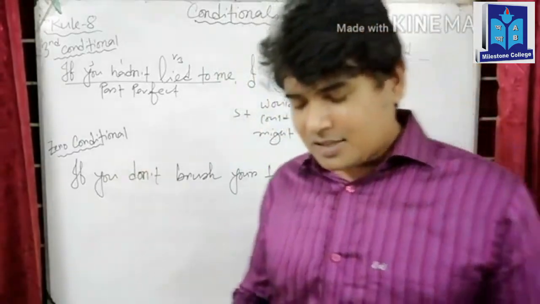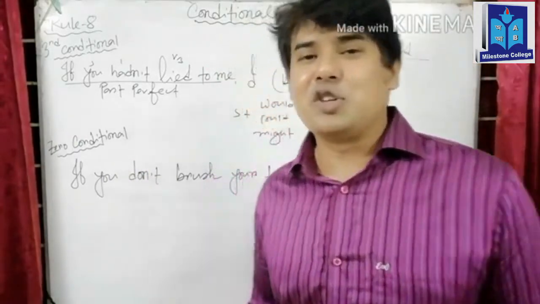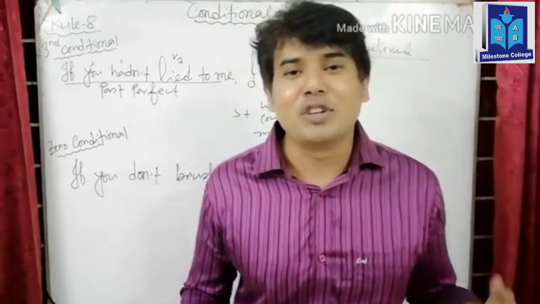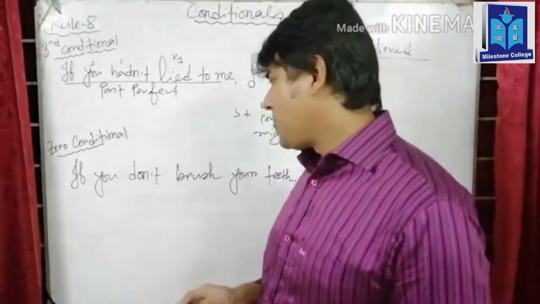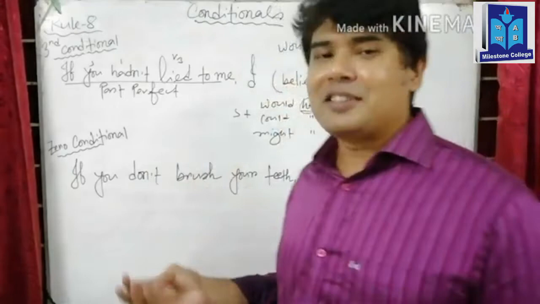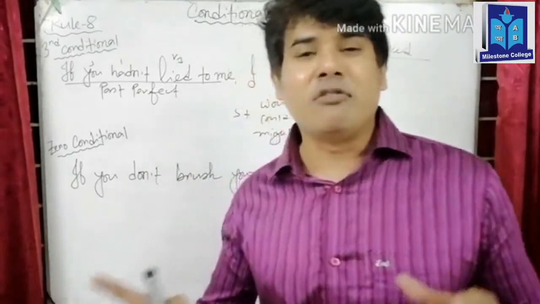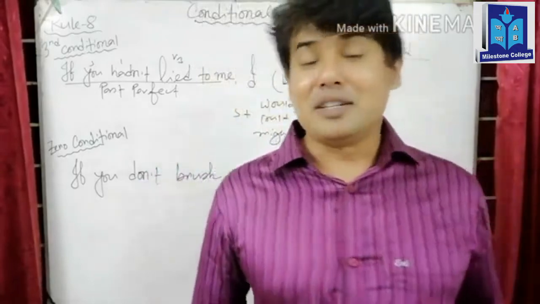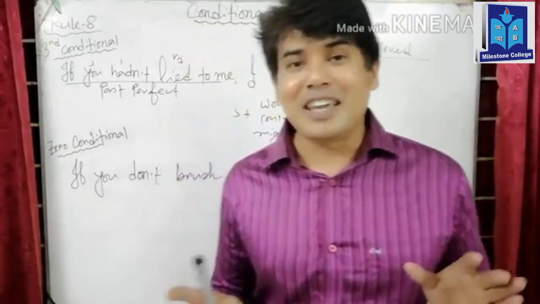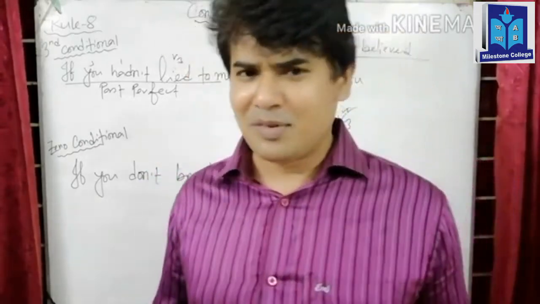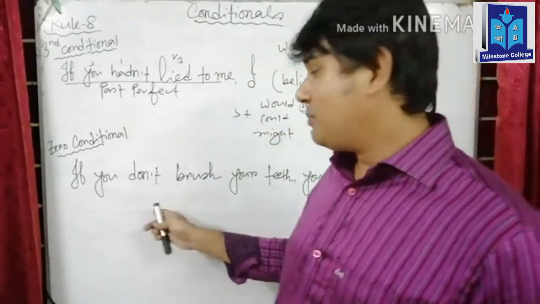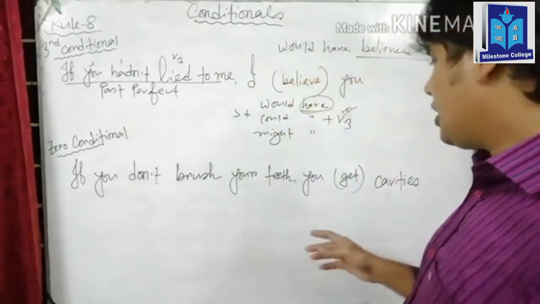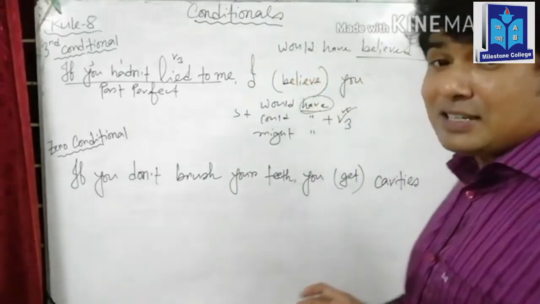Some students sometimes ask me what is zero conditional and why this conditional is called zero. The reason may be in first, second, and third conditional we get the existence of modal auxiliary verbs, can, could, may, might. But in zero conditional we don't get any kind of modal auxiliary verbs. Well, let's see the example. If you don't brush your teeth, you get cavities.